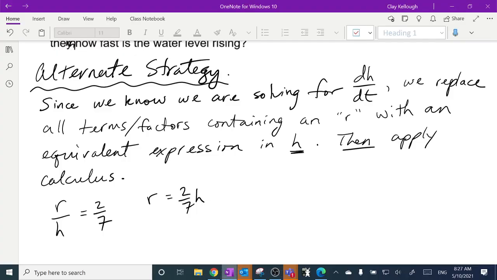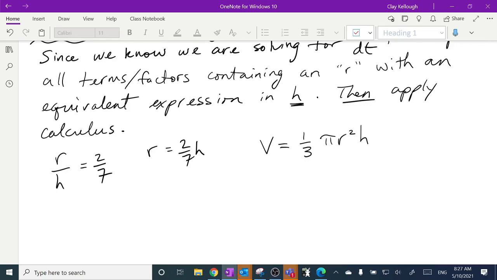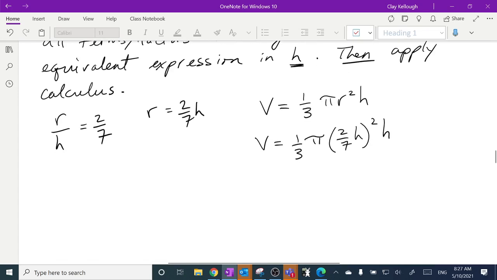Okay, so we do, of course, also have our formula now. The volume of a cone is 1/3 times the volume of the cylinder its base would make. And the volume of a cylinder is pi r squared h. So now, instead of just doing the derivative of this thing, I'm going to replace r with 2/7 h. All right. Then we'll simplify that a bit.